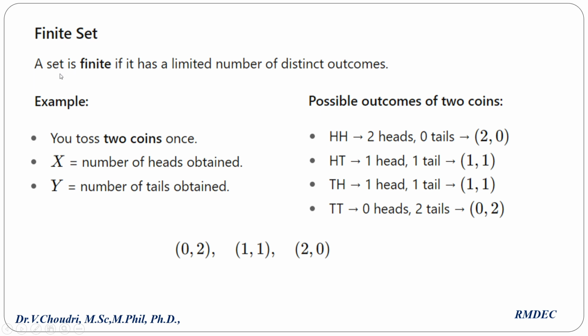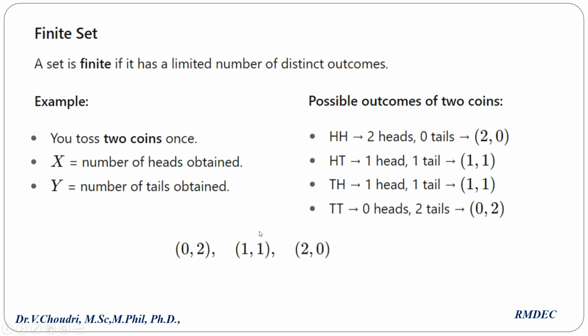What is a finite set? A set is finite if it has a limited number of distinct outcomes. For example, if we toss two coins once, we may denote x equal to the number of heads obtained, and y equal to the number of tails obtained. What are the possible outcomes? Head-tail, head-head, tail-tail and tail-head. So what is the observation? 2 heads, 0 tails; 1 head, 1 tail; 1 head, 1 tail; 0 heads, 2 tails. Here x represents heads and y represents tails. So (2, 0), (1, 1), (1, 1), (0, 2).